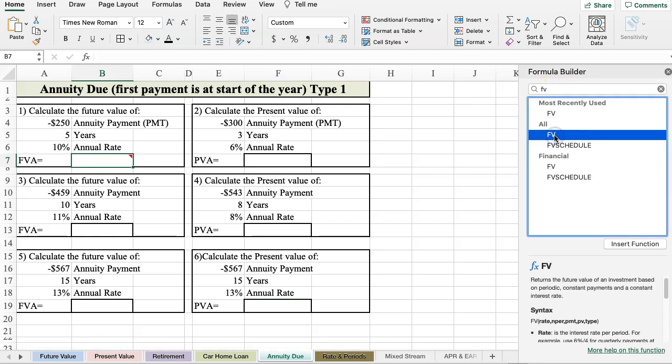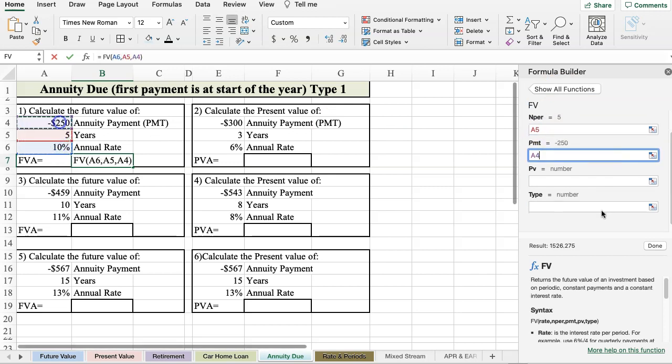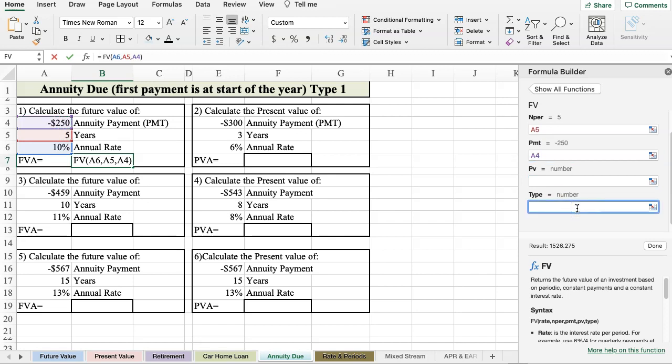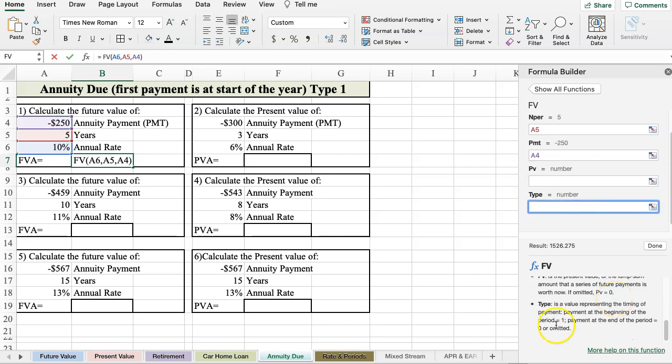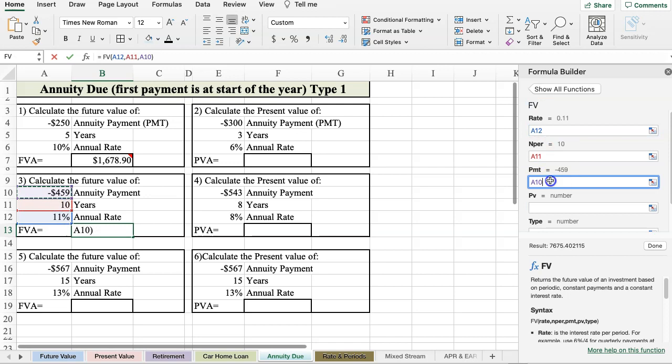and put in the rate and the payment. And then for type, down here, if you scroll down, you'll see payment at the beginning, payment at the end of the period equals 0. 1 to know it's annuity due, type 1 to solve that problem. And it's the same function down here. Year, payment, and then type 1.